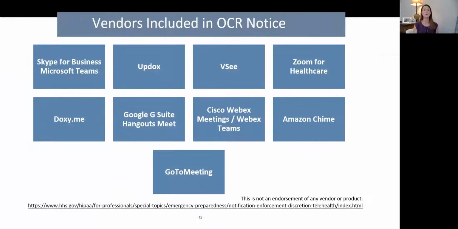Many of you are probably already using one of these vendors, but if you are in a situation where you're not, maybe you are still using FaceTime or something along those lines, then if that's working for your practice and your patients right now, that's okay, but let's go ahead and look at another alternative. So this is just a good place for you to start.